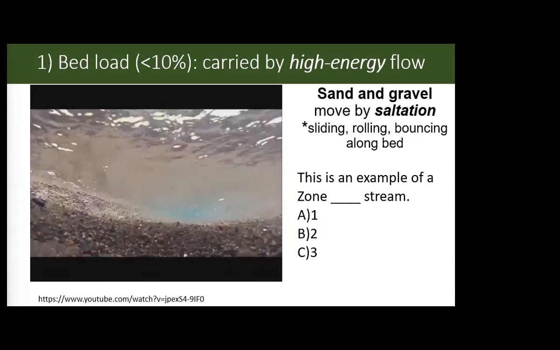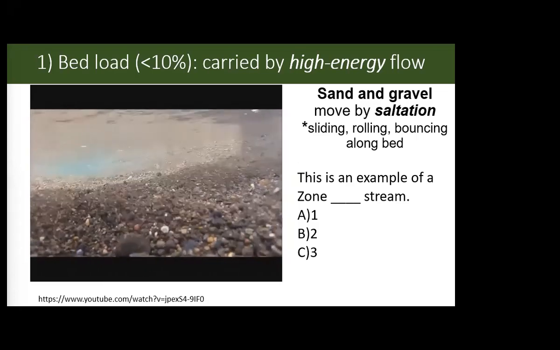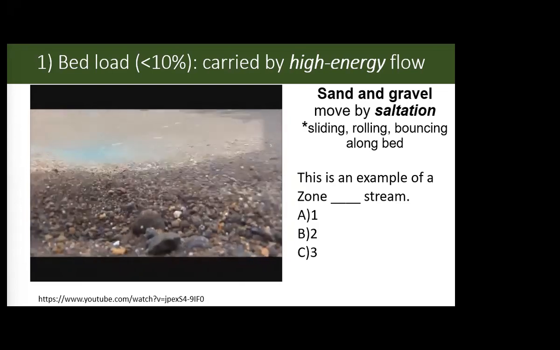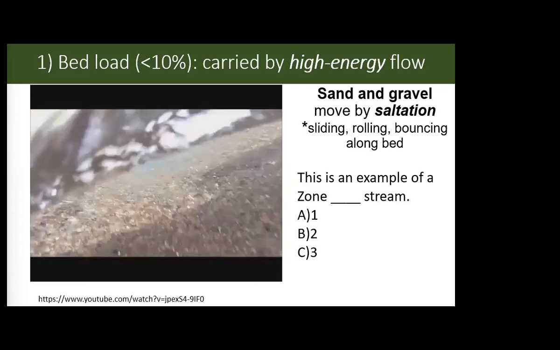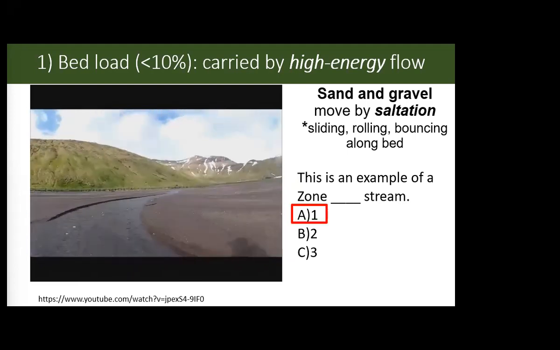1. We have one vote for 1. Anyone else? 2? It's 1. So even though we're moving this stuff away, we still have so much energy that we're eroding more of it. So in transport zones, we have the movement of stuff, but we also have a little bit of deposition. So it's like that intermediate zone between the erosional and the transport zone. So this is going to be a zone 1 because all we're doing is eroding it away.